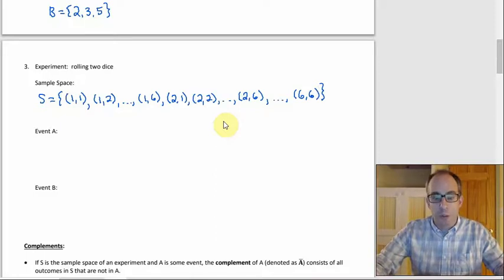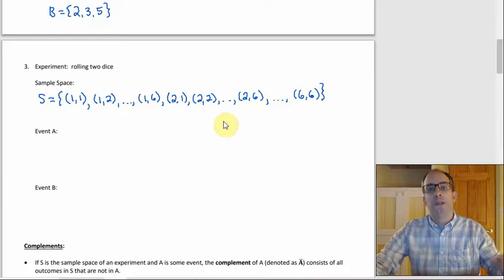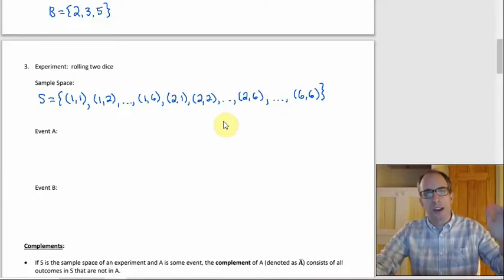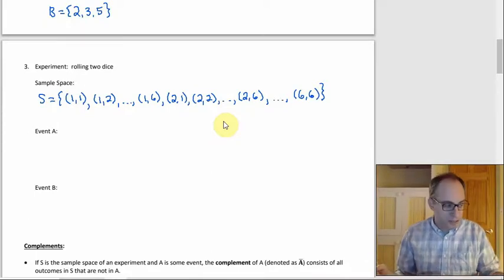But you'd have 6 outcomes where you get a 1 on the first die, right? Because then you could get a 1, 2, 3, 4, 5, or 6 on the second. Then you have 6 outcomes where you get a 2 on the first die, 6 where you get a 3 on the first die, 6 where you get a 4, 6 where you get a 5, 6 where you get a 6. So you end up with 36 possible outcomes.